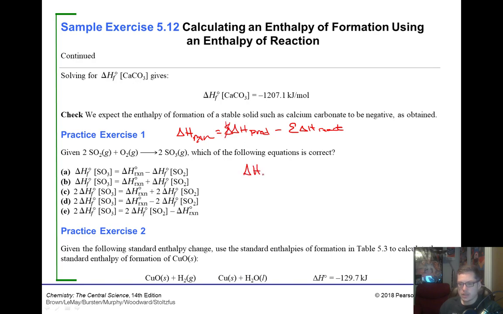So the delta H of our product is going to equal, if we add this over, which is probably the easy way, the delta H of our reaction plus the sum of the delta H of our reactants. We can see that the reactant O2 is going to be 0 anyway, so that sum goes away as well. They've helped us out in two ways. So the delta H of our products is equal to the delta H of the reaction plus the delta H of the reactants.